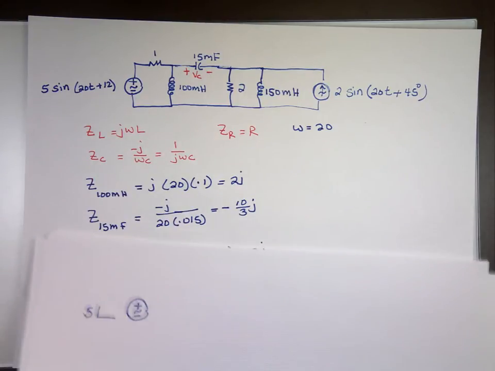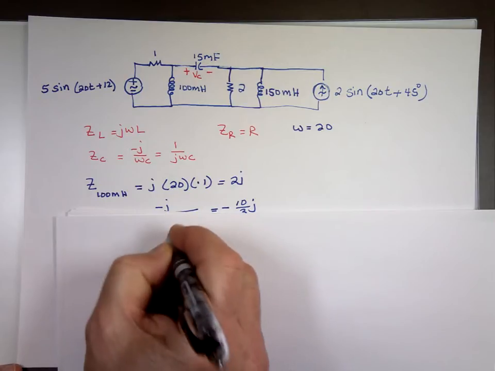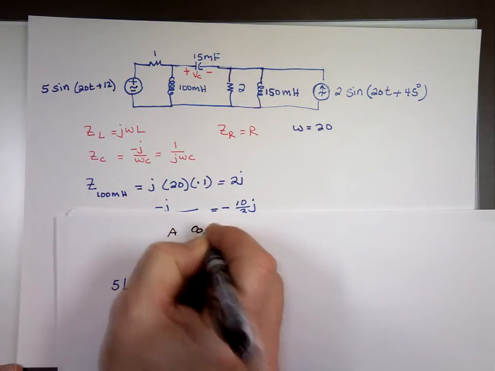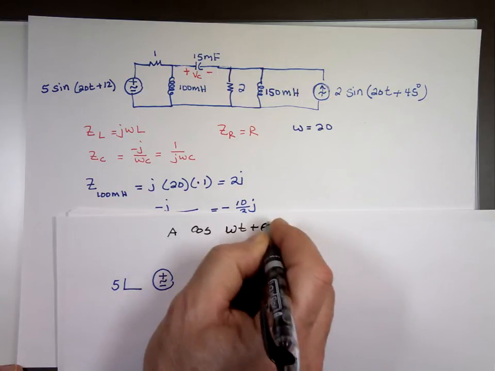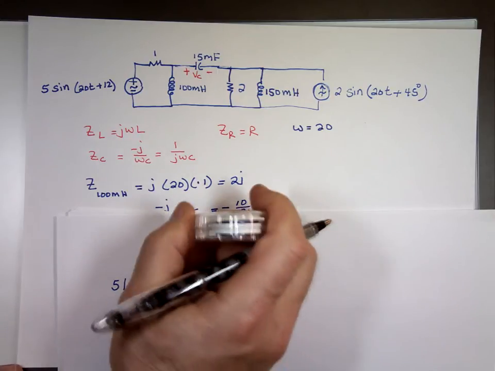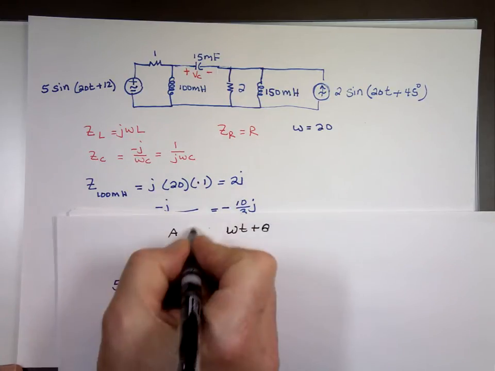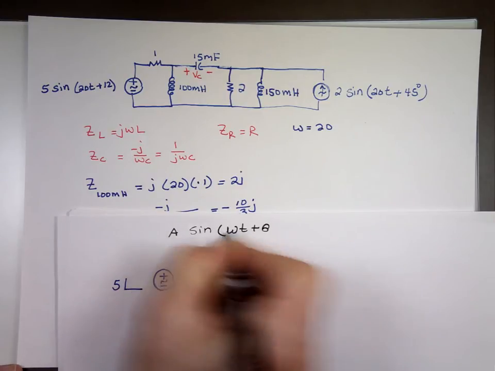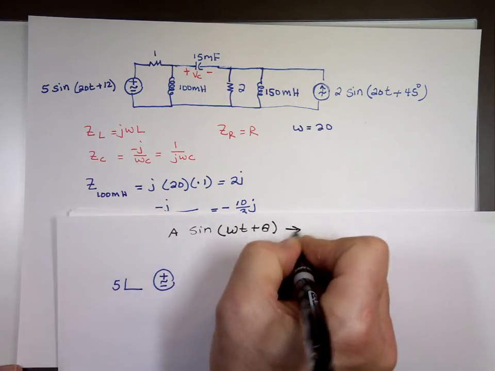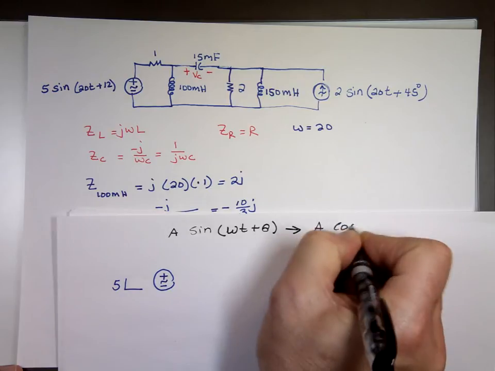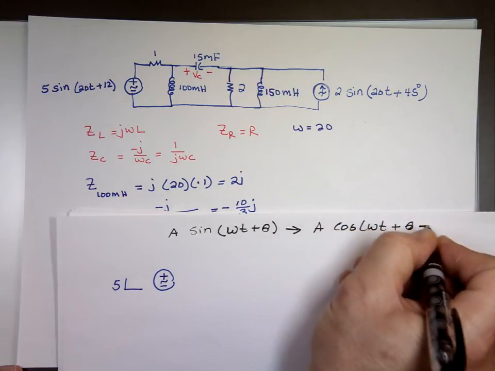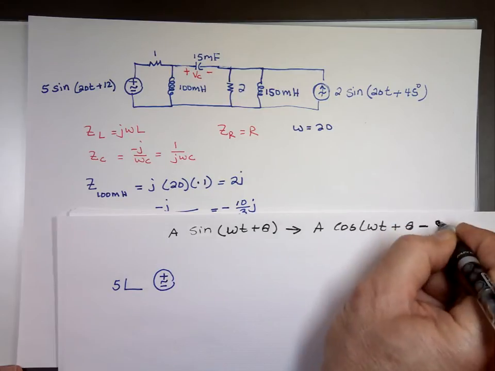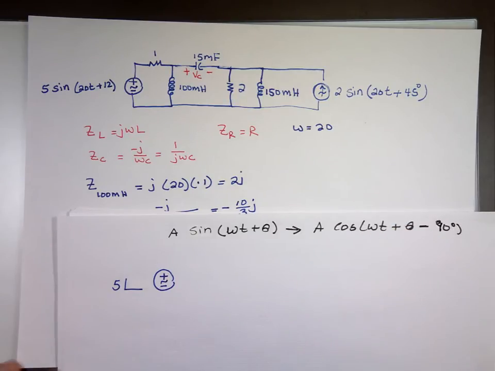So here's the rule. If you have A cosine(WT plus theta) or sine, I'm trying to change sine to cosine. You can change it to A cosine(WT plus theta) and you've got to subtract 90 degrees. You're always going to subtract 90 degrees.